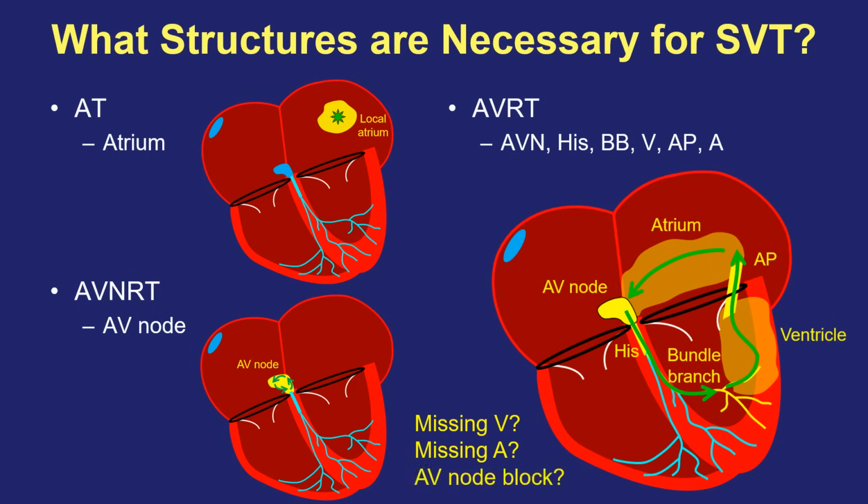What about if there's AV node block? If you give adenosine and you cause AV block and suddenly you're missing ventricular events because you've blocked the AV node completely, could this be atrial tachycardia, if the tachycardia is ongoing? Yes, it could. You don't need the AV node for AT. What about AVNRT? It could not. If you blocked the AV node completely with adenosine, AVNRT could not perpetuate. And the same with AVRT. The AV node is part of that circuit as well.